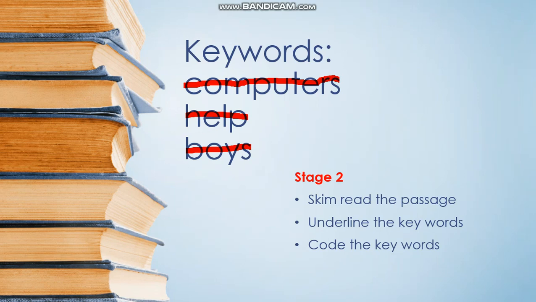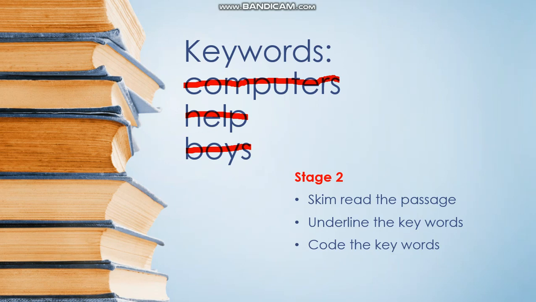Okay, now about stage 2, you will skim read the passage paragraph by paragraph, and that's what we'll do. Pick out the relevant or important points and underline them. At the same time, we will use a code to identify each point at the side of the text so that you can easily find it.